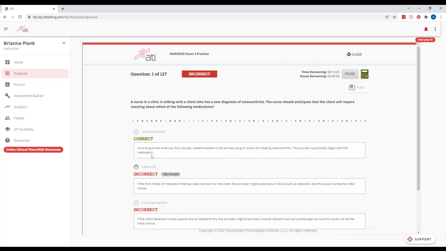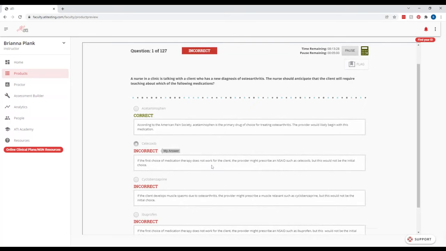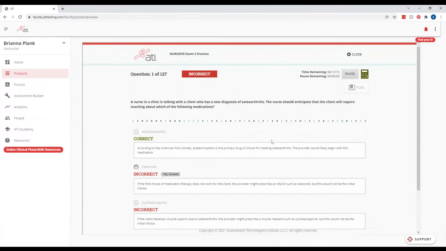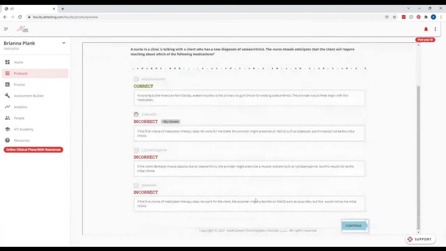Oh, and that was incorrect. So Tylenol, they would start this one. They would not give NSAID. Cyclobenzaprine is a muscle relaxant, so we wouldn't get that, and then we want to avoid NSAID. So we want to just give Tylenol.